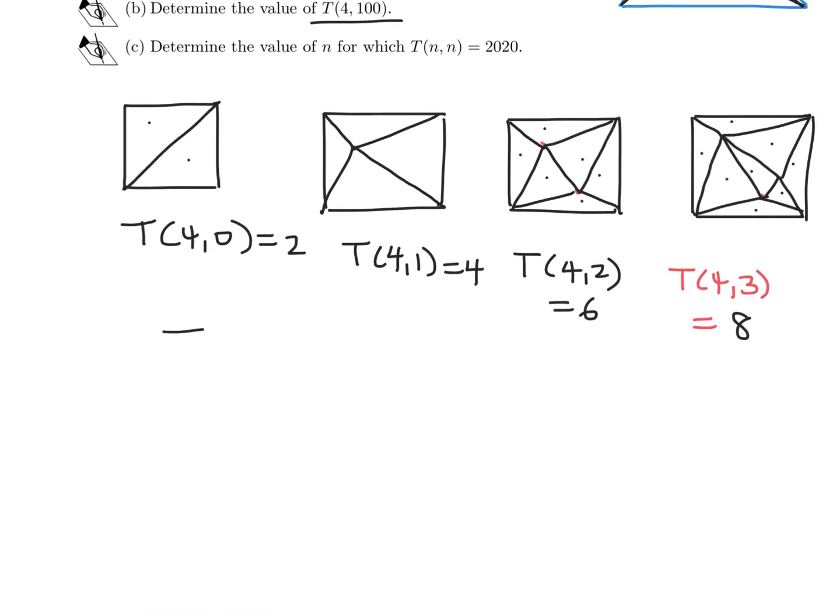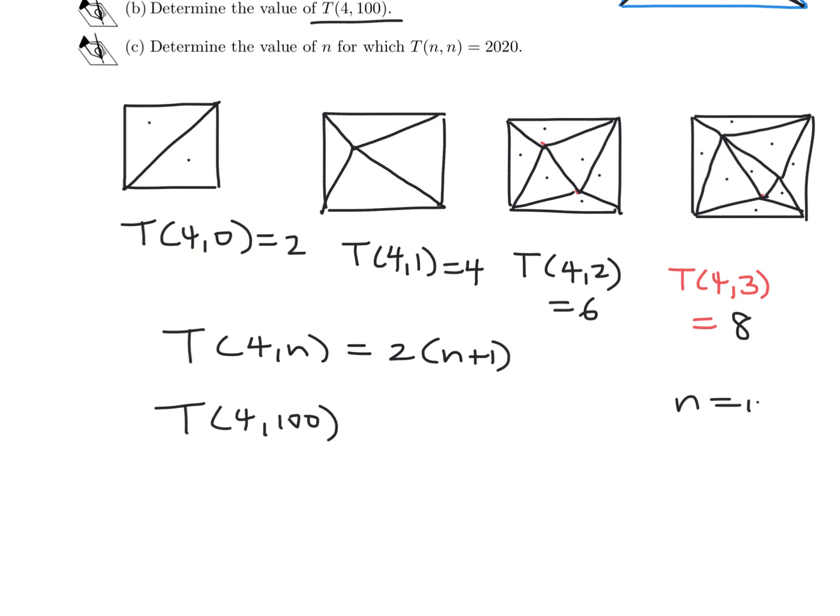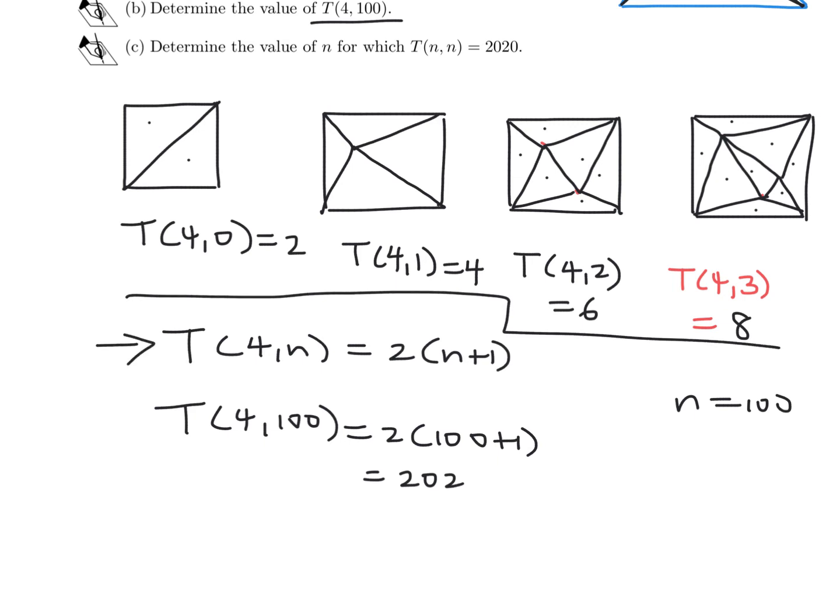So that makes me think that T4n is always going to be 2 times n plus 1. And you can verify that works. So for example, when n was 3, it's going to be 3 plus 1, which is 4 times 2, which is 8. Okay, so that means that T4 100, this time my n is 100, it's going to be 2 times 100 plus 1, which is 101 times 2, which is 202. And that is the right answer. So as you can see, if you get the pattern, you can get a general formula and then plug in the number 100.